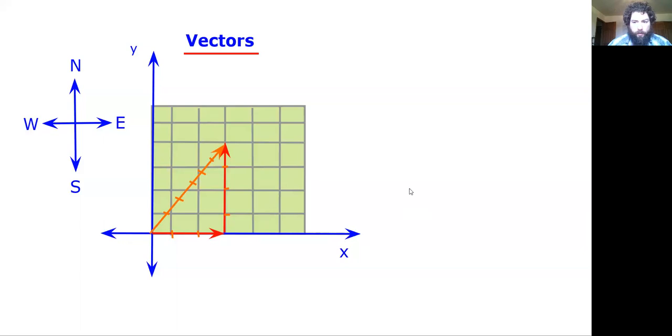So the next question is, what if we move again? We're at this block, and let's say we go 1 block east again, and then 2 blocks north. Actually, for the sake of argument, let's say we go 1 block west, and then we go 2 blocks north. So then, what's our distance from the origin?